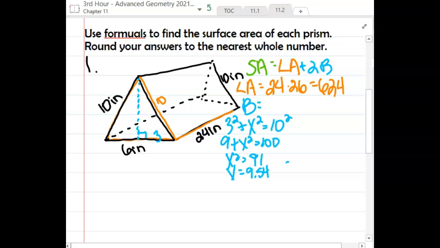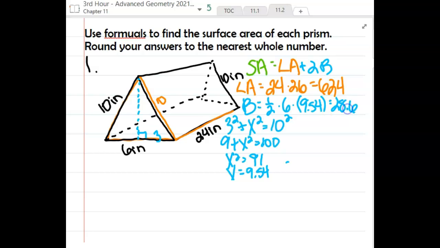Now we can find the area of the base by taking 1/2 the base. What's the base of my big triangle? 6. Times the height, we just found that, 9.54. We should end up with about 28.62. Okay, I have the lateral area. I have the area of one of the bases. We just need to add those together.